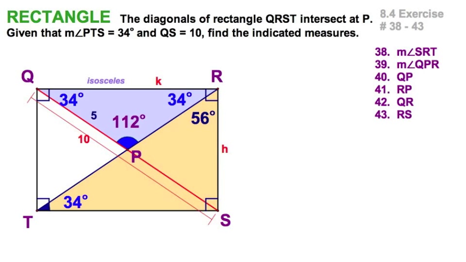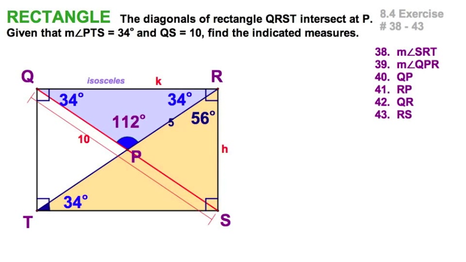QPR is number 39. Whew, getting out of hand here. So QP, let's look at that. Well, these diagonals bisect each other, so that's going to be your 5 right there for QP. That's number 40. Now, how about RP? Well, RP is the same thing. If I've got 5 here, I just said it's isosceles. See, base angles are congruent. 5 and 5. So 40 and 41 are both 5. Remember, we split this diagonal in half there.